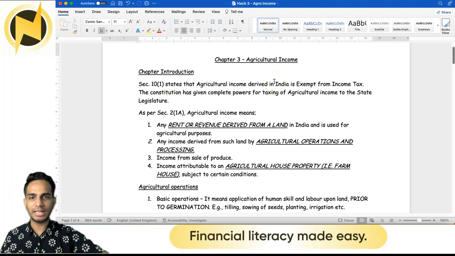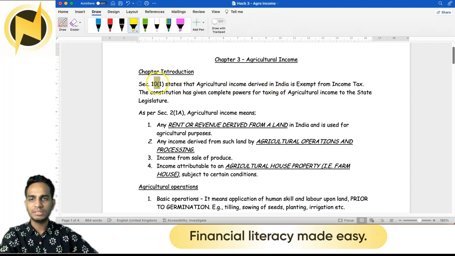Section 10(1) states that agricultural income derived in India is exempt from income tax.